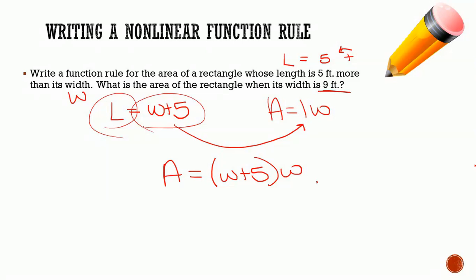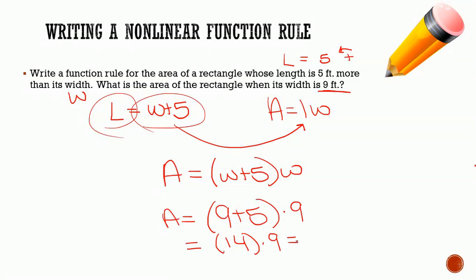Let's figure out if the width is 9, what are we going to get? So I'm going to get area equals 9 plus 5 times 9, or 14 times 9, which is 126 feet squared.